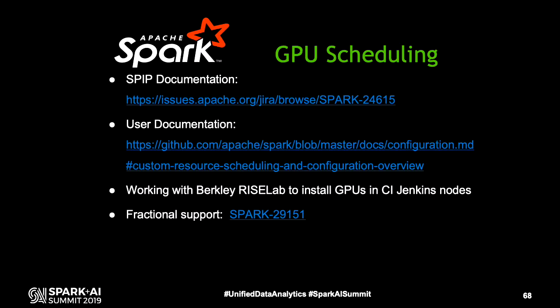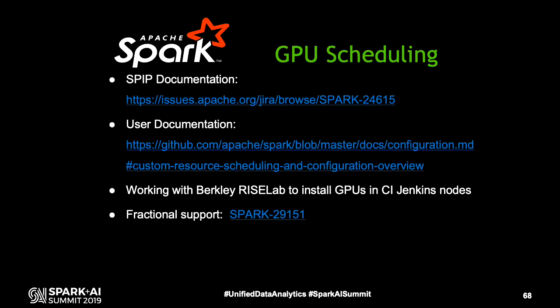Okay, if you want to find more information on this, the JIRA is SPARK-24615. It went through the whole SPIP process, was approved, and like I said, all the code's been checked in at this point. If you use it and find any problems, let me know. There's user documentation, and again, if something's not clear, please file a JIRA, let us know.